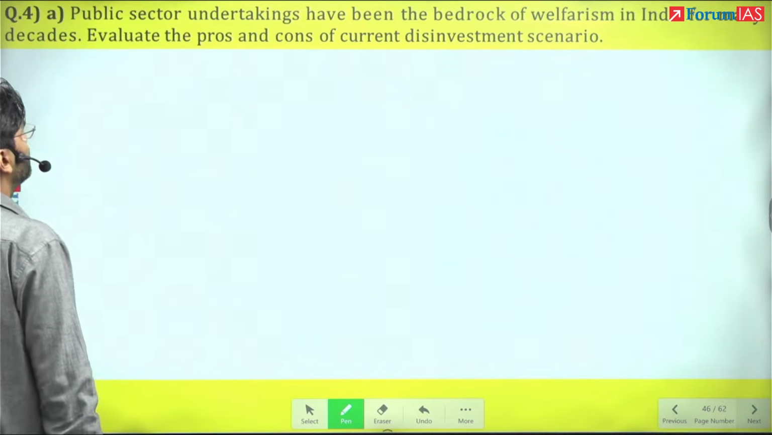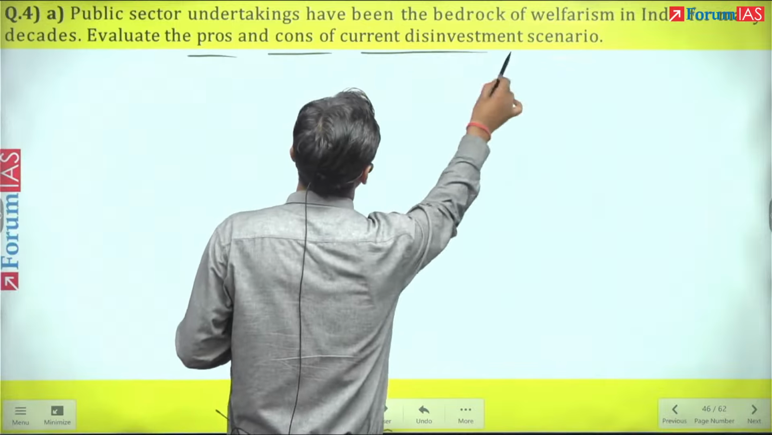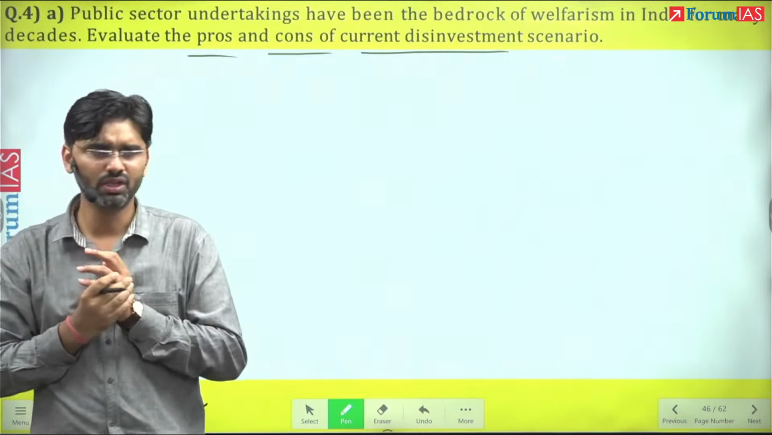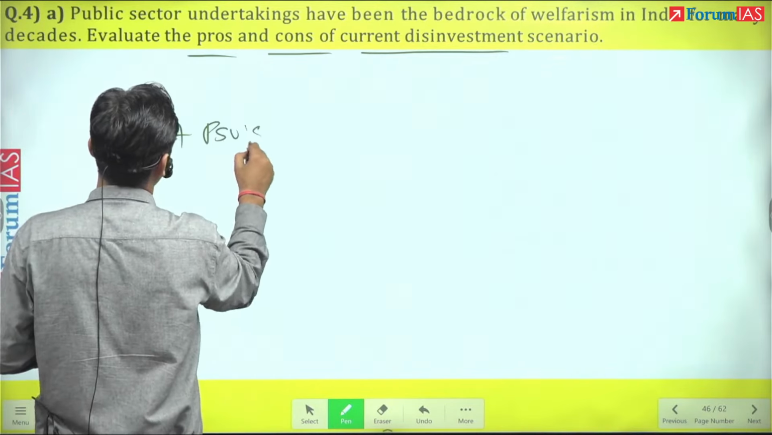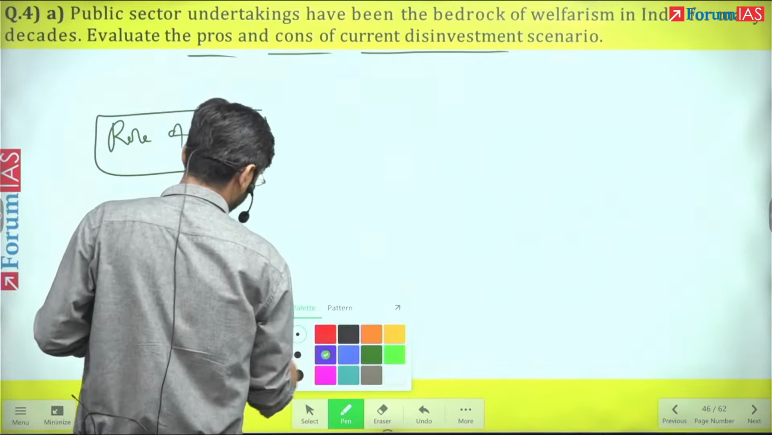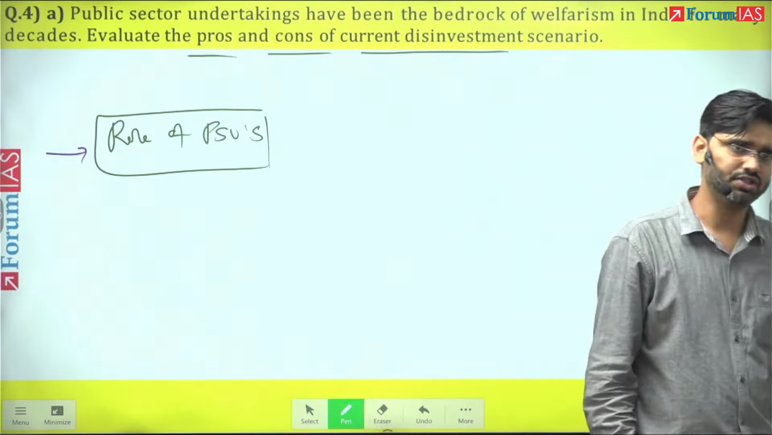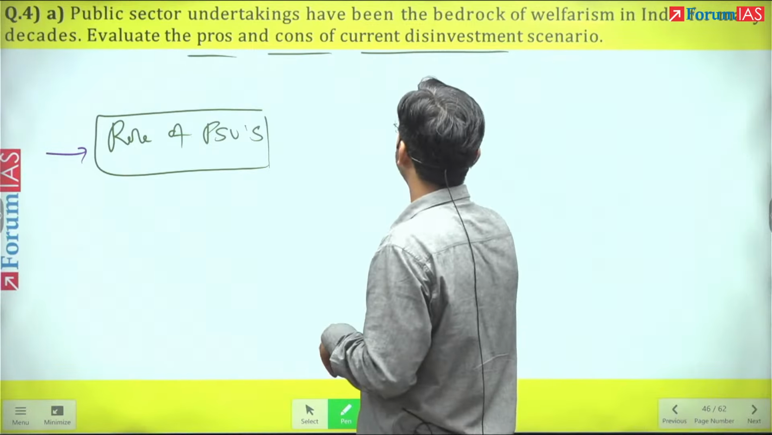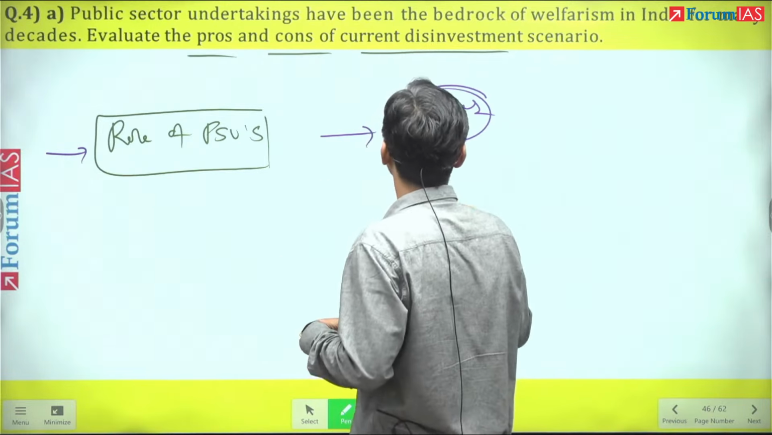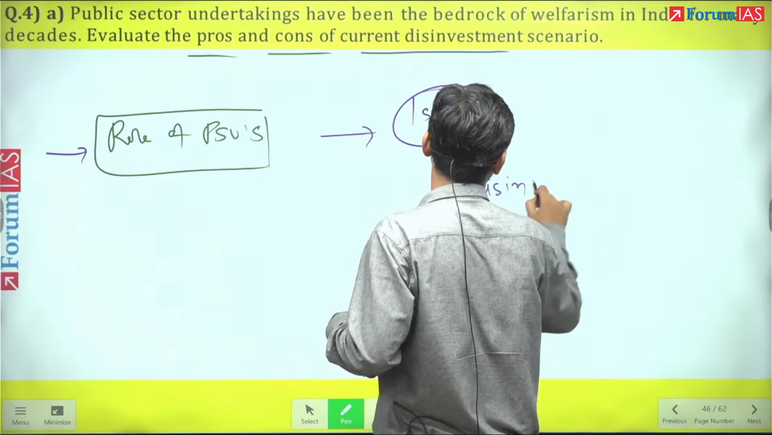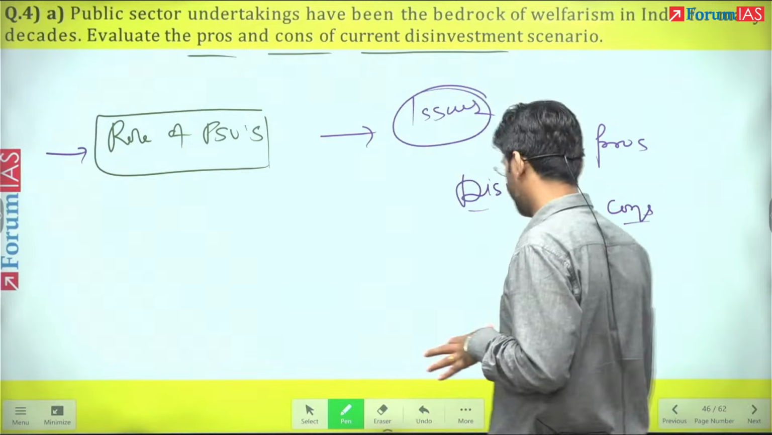PSUs have been the bedrock of welfarism in India for many decades. Evaluate the pros and cons of the current disinvestment scenario. So first you need to write the role of PSUs, as employment giver, as an institution of social justice, and the issues which they faced, because it is a 20 marker question. Then today the policy of disinvestment, its pros and cons. Simple question. Okay.